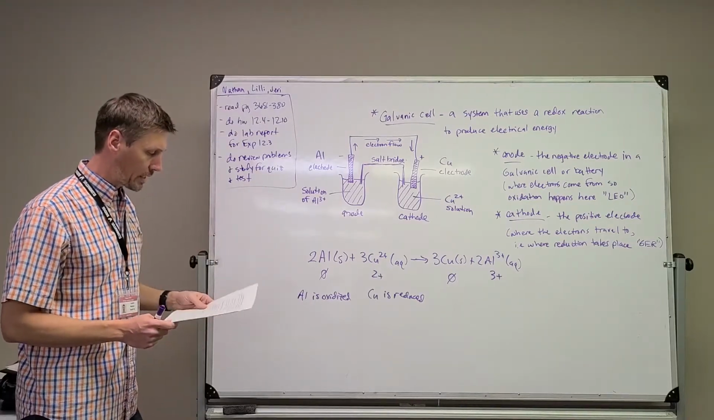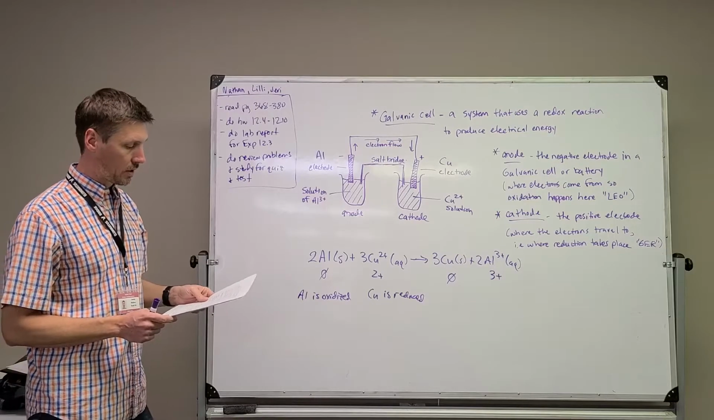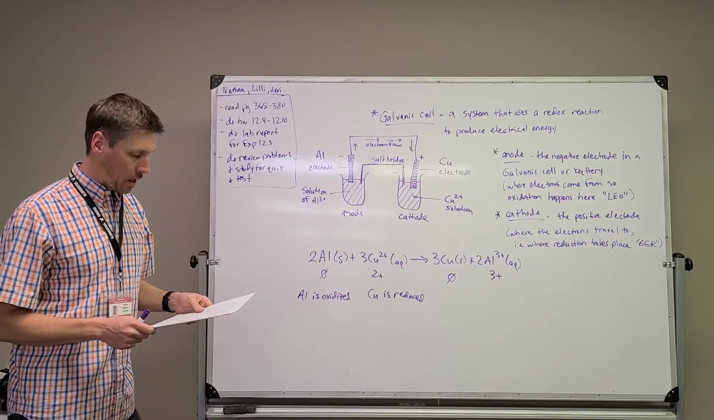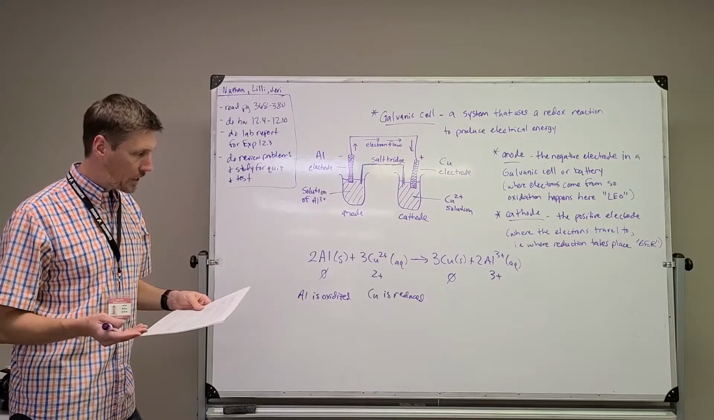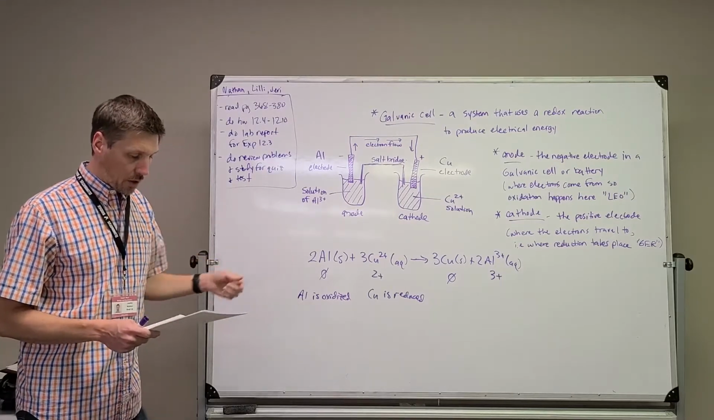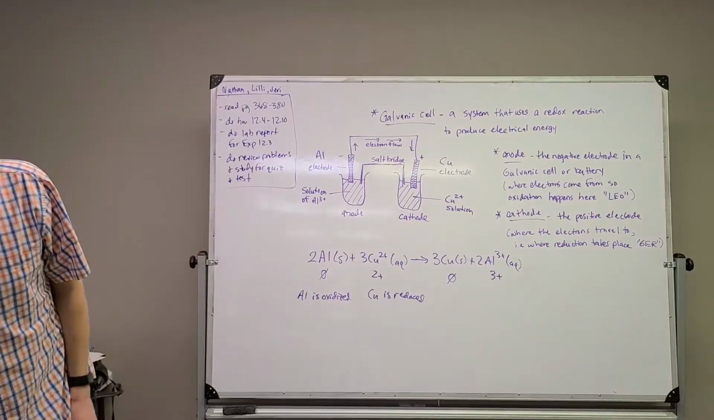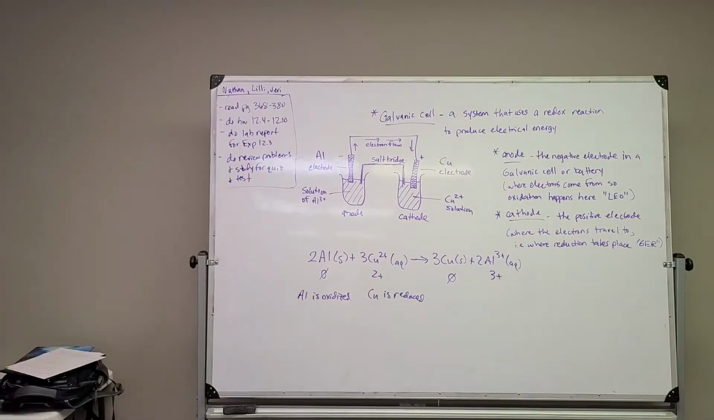So it just maintains the balance. That's the purpose of the electrical balance. That's the purpose of the salt bridge. All right. So if I give you a redox reaction like this one here, you should be able to draw and label the galvanic cell that reaction represents. And so let's do one of those.